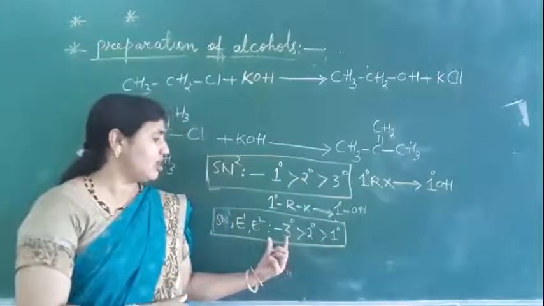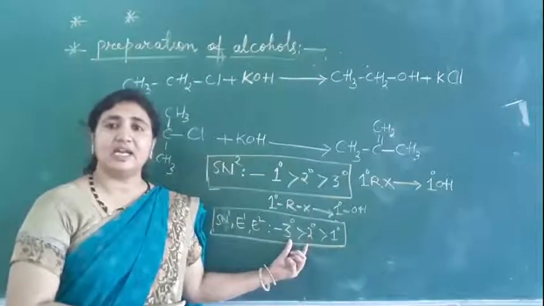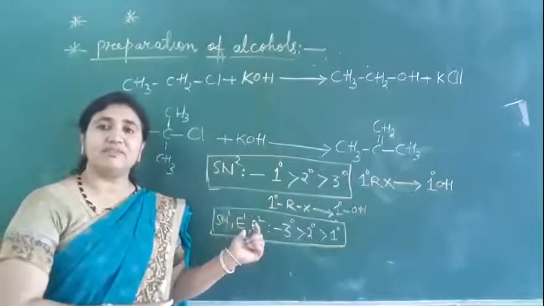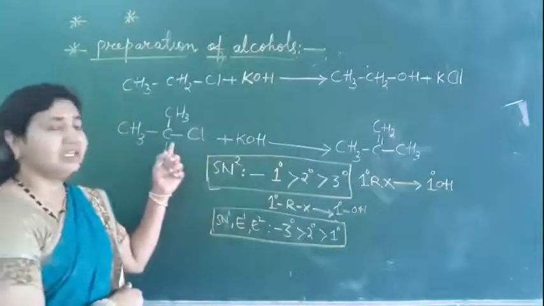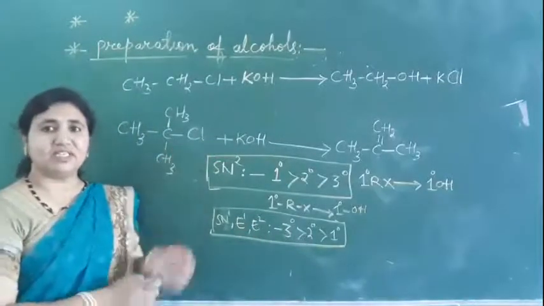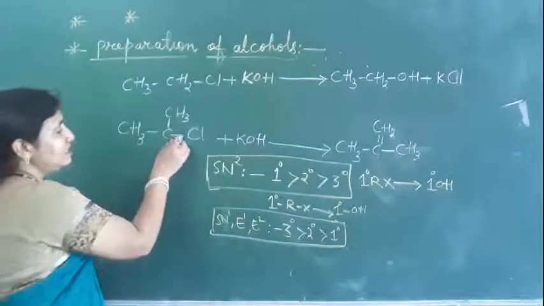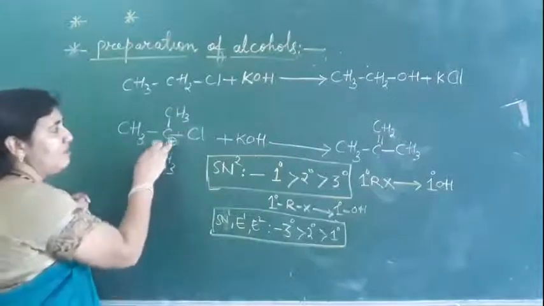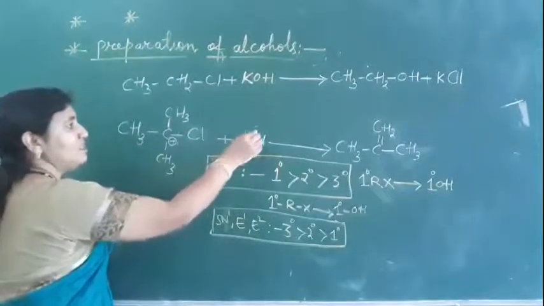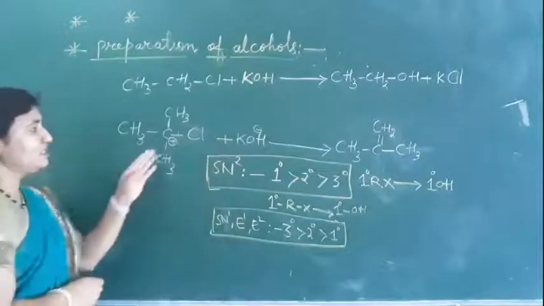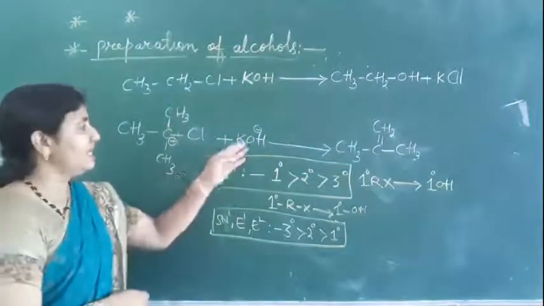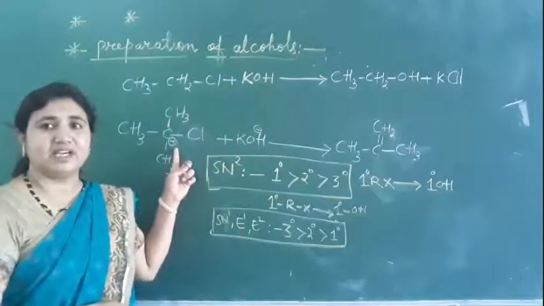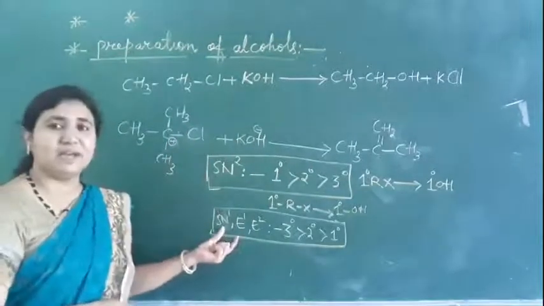That means this is the order of reaction. Tertiary alkyl halide easily undergoes the SN1 mechanism. In the SN1 mechanism, what will happen? Formation of carbocation takes place. The Cl minus will leave, and a positive carbocation will form, and then in the next step the nucleophile will attack. First this bond will break, then the carbocation will form, and in the next step OH minus attacks. Two steps in the SN1 mechanism.